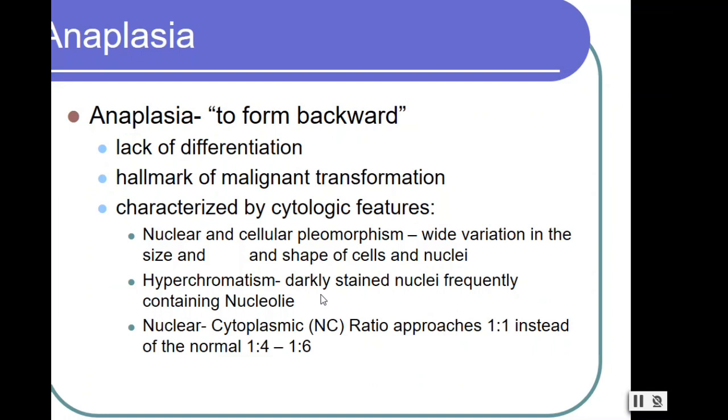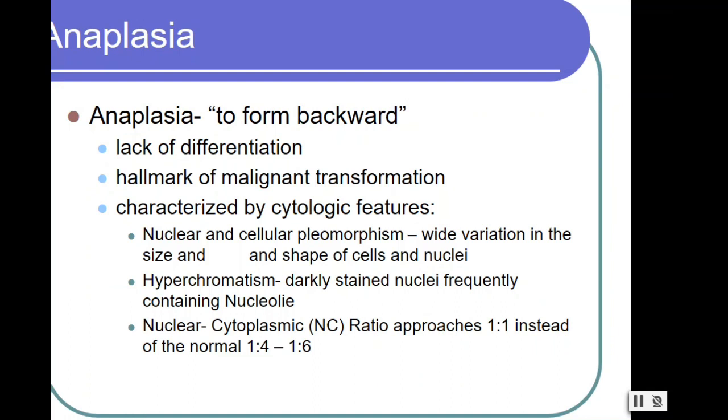Hyperchromatism, nagkakaroon ng dark staining, makapal yung staining. Okay? And NC ratio. Ito ang pinaka-importante. When you say NC ratio, it refers to the nuclear cytoplasmic ratio na ang ideal is 1 is to 4 and 1 is to 6. Ano ibig sabihin yan? Yung size ng nucleus is 1/4 the whole cell or 1/6 the whole cell. It's not almost similar to the size of the whole cell.